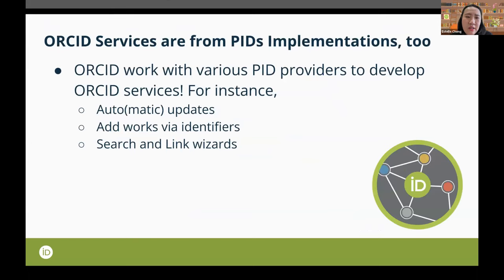And from here, I'm going to reiterate the concept: ORCID is a PID itself for sure, but ORCID's services and features are all built from different PID implementations as well. So ORCID works with various PIDs to enhance or build our services and features too. There are three things I want to share today: auto-updates, which Nana explained in more detail, so I appreciate it and I hope everyone now has a better understanding of that part; the second is that researchers can add works by DOIs or identifiers; and the third is the search and link wizard features.